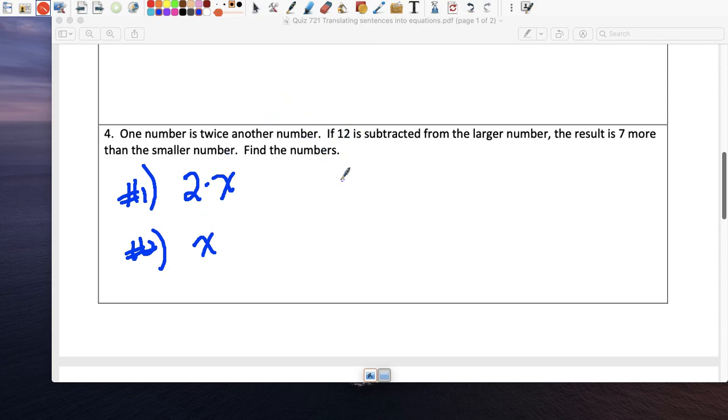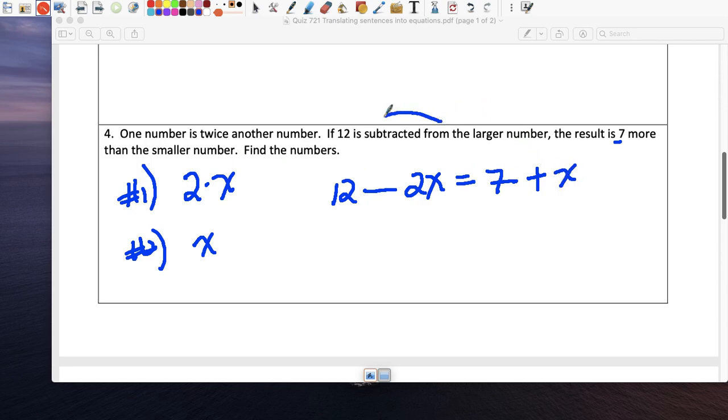So let's translate 12. Here's 12. Is equal sign. 12 is subtracted from the larger number. Who's the larger number? Obviously 2x. The result equals 7 more than, which means add, the smaller number, which is x.